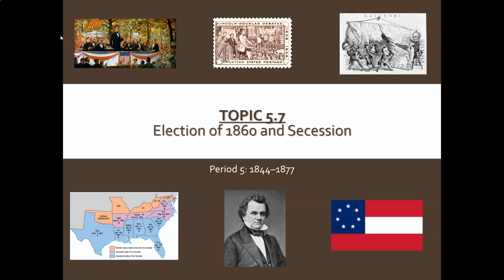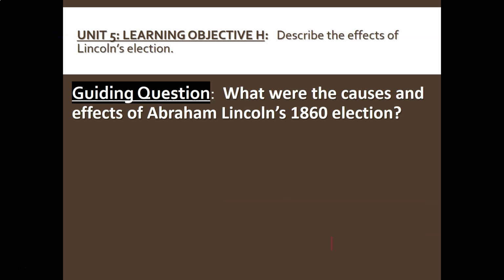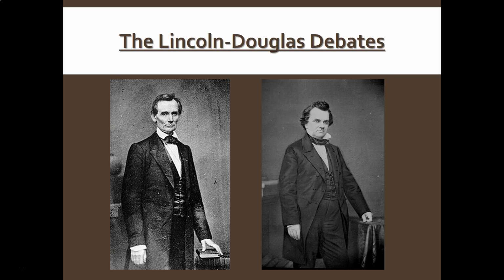Alright guys, welcome back. We are up to APUSH topic 5.7, election of 1860 and secession. So, the election of 1860 is arguably the most important election in all of American history because, of course, this is the one that's going to tip the balance towards civil war. So let's try to get into some details and figure out why this election is so important and its effects. So let's look at the causes and effects of Abraham Lincoln's 1860 election.